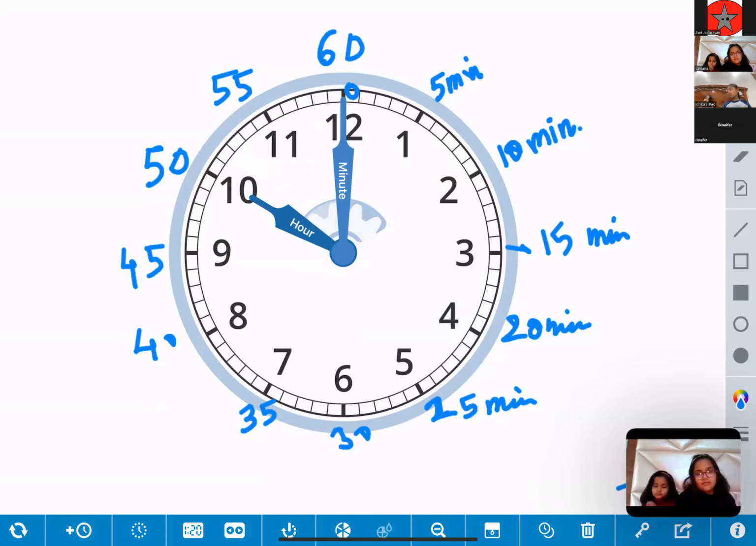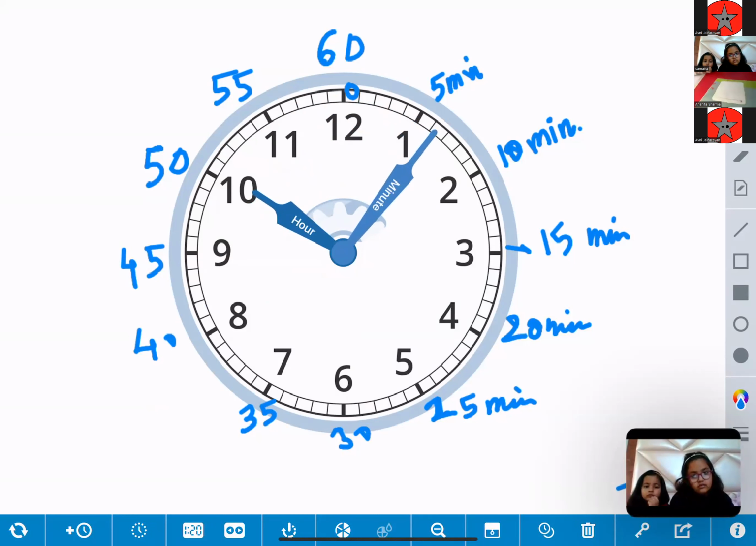Slowly. Shanaya, look carefully. Everybody. Nadia, everyone. See how my clock is moving. Anahita. This is my minute hand, Anahita, on the screen.